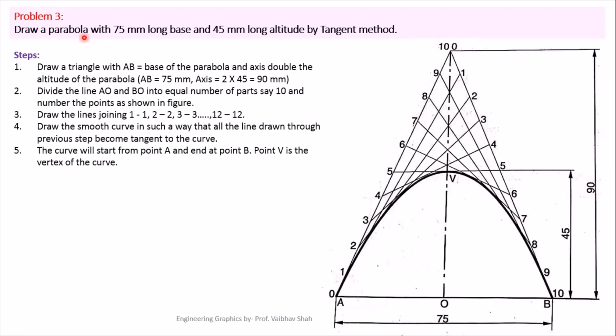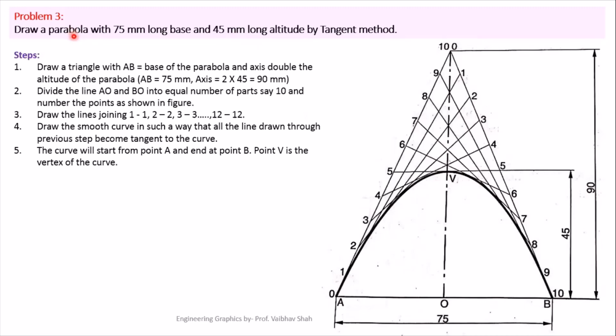Here the dimensions of the isosceles triangle are not given. So, a parabola with the base having a base of 75 mm long, that means we will be having a horizontal line of 75 mm, and the height of the parabola would be 45 mm long. So here this height is the height of the parabola.